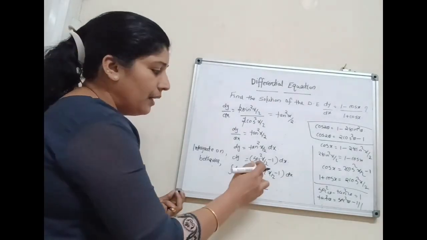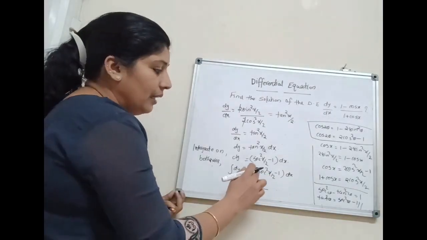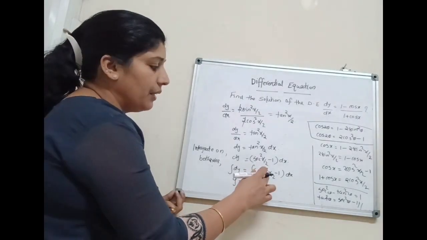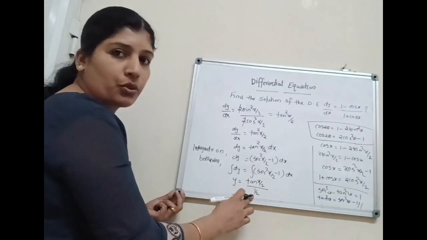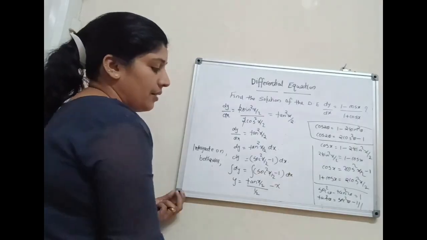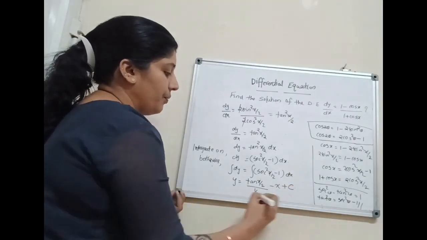How can we find out the integral of sec square x by 2? First, we have to consider integral of sec square theta. That is tan theta divided by the derivative. Here, the derivative of x by 2, that is 1 by 2. Minus integral of 1 dx. It is x plus c.